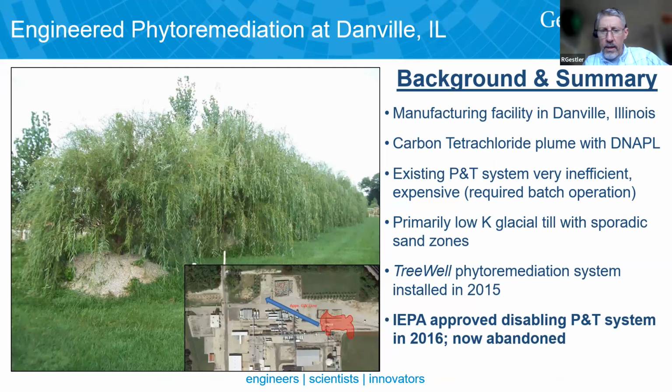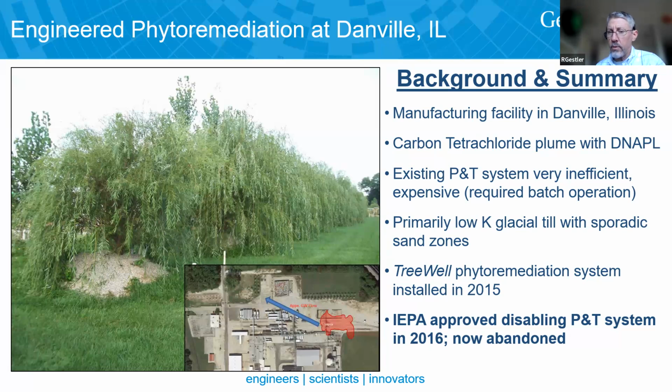This was a site in southern Illinois. This was another former manufacturing facility with refrigerants at this site, a substantial carbon tetrachloride plume with DNAPL. Now, at this site, the client did have an existing pump and treat system that was very ineffective, quite expensive. It really struggled to perform. It required batch operation. That is, they had to turn the pump system on until the wells dewatered, then turn it off and allow it to recover. So it was really struggling.